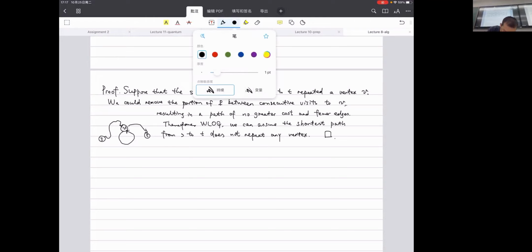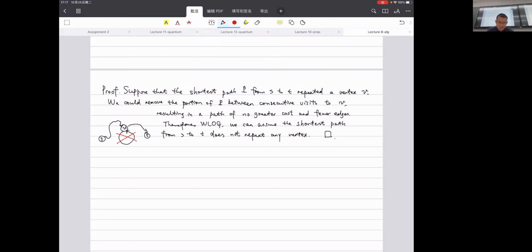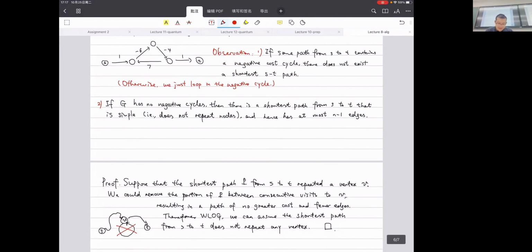And I guess it's just like two move methods like this. So any questions about these two observations? I guess basically the first observation is quite direct: if you have a negative cycle, this is going to give you a severe problem.